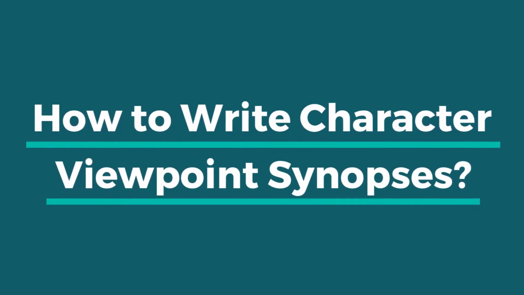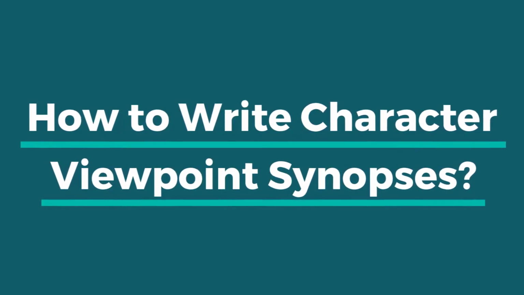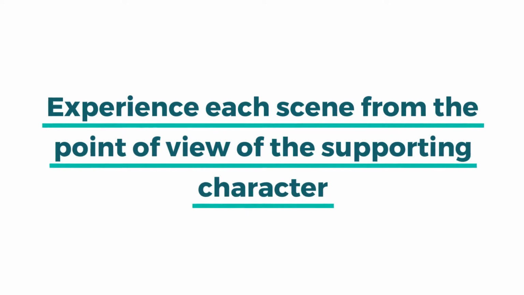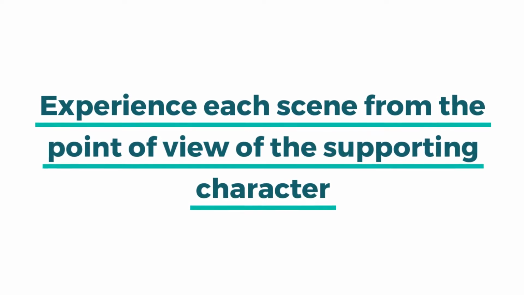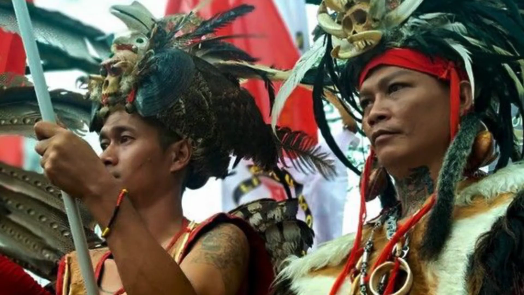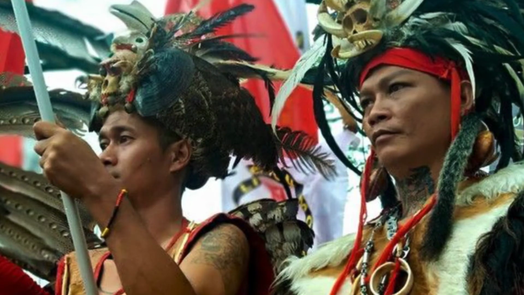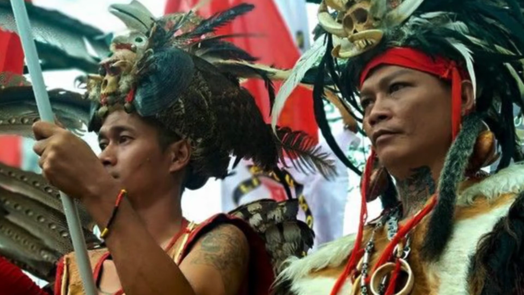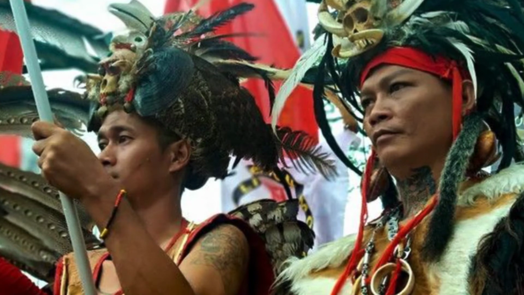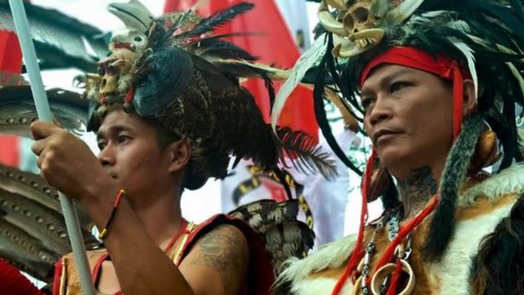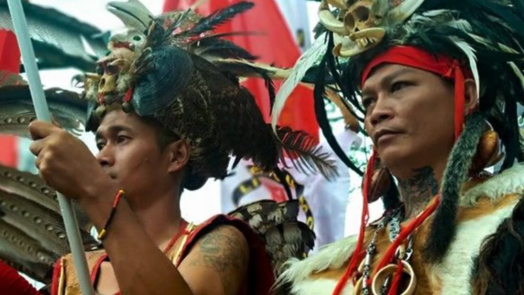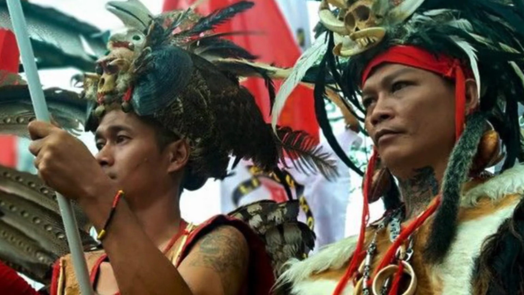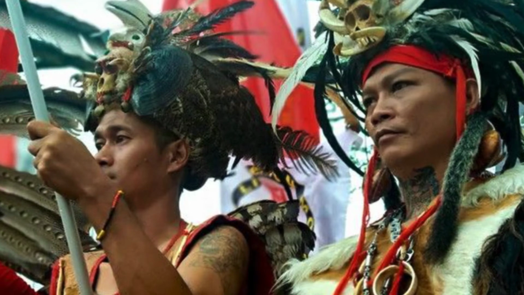Now we'll go through 6 guidelines for writing the character synopses. In essence, what you want to do is experience each scene from the point of view of the supporting character. For example, if the main character is a warrior leading a battle, maybe the major supporting character is their second in command. Write about what they see, hear, feel, and do. Are they watching the back of the lead character? Have they overheard the whispers of dissent that the captain hasn't? Are they considering making a run for it?